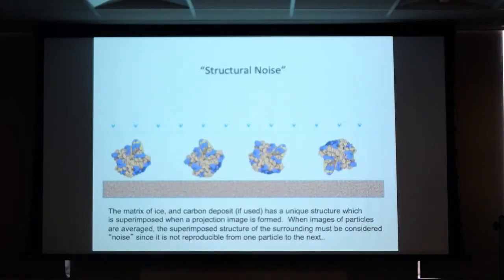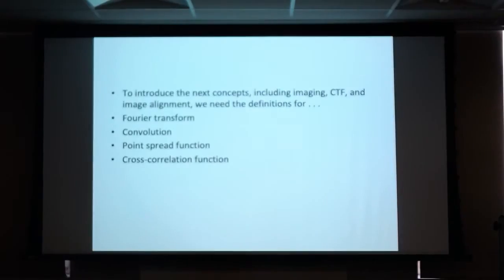Now, structural noise, this is exactly the concept that what is signal and what is noise depends on your point of view. Here we have a molecule that we want to study, and it is on some kind of a background. Now the background from the point of view of the imaging is actually part of the signal, okay? But from the point of view of finding the structure of the molecule, it is really noise. We have to regard it as noise because this is the part that we want to average over.